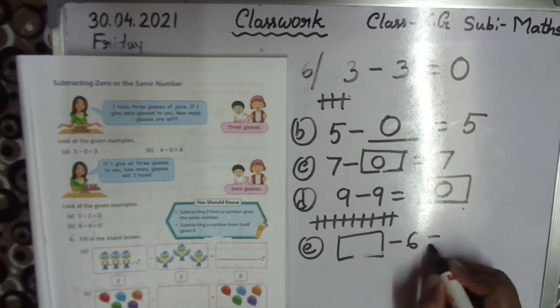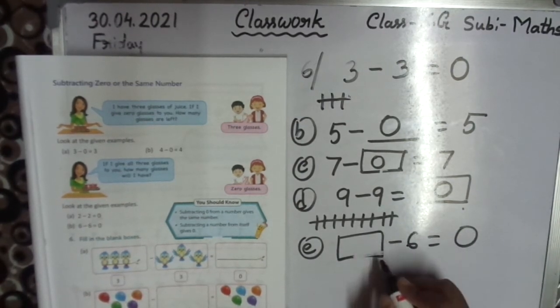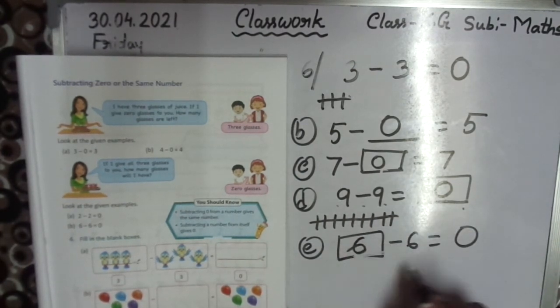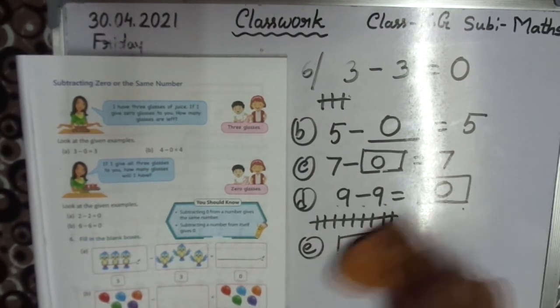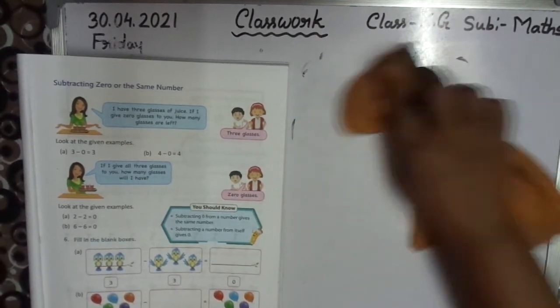6 minus 6 is equal to 0. So same number. You know 9 minus 9, 0. So same number, 6 minus 6 is equal to 0. It's very easy, practice. Okay children, I hope everyone understood pages 44 and 45.